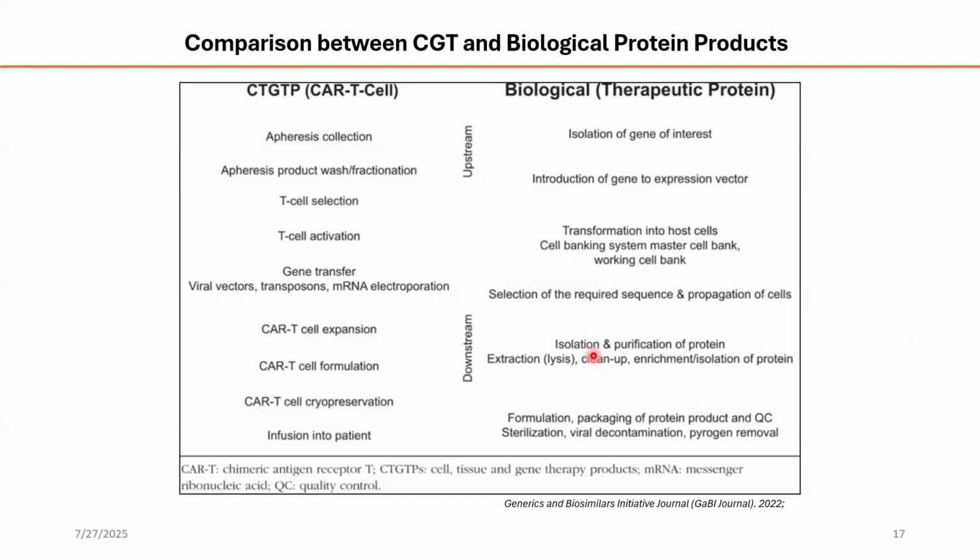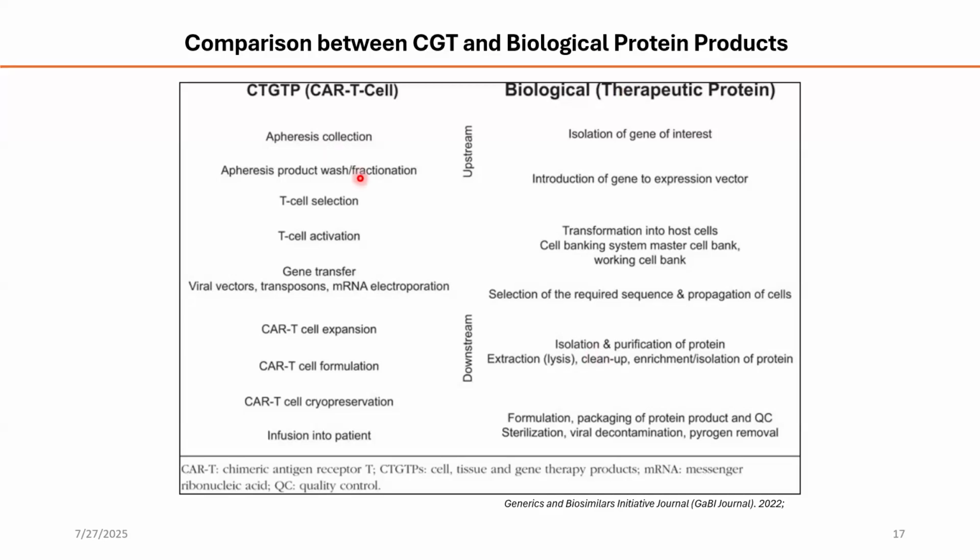So just a quick comparison of the manufacturing part between a CAR T, which is a cell therapy and gene therapy product, and a biological or small molecule therapeutic protein. In the case of CAR T cell, you go for the apheresis collection, which means you collect the specific cell type you need using this apheresis device, which is automated, and you collect it.